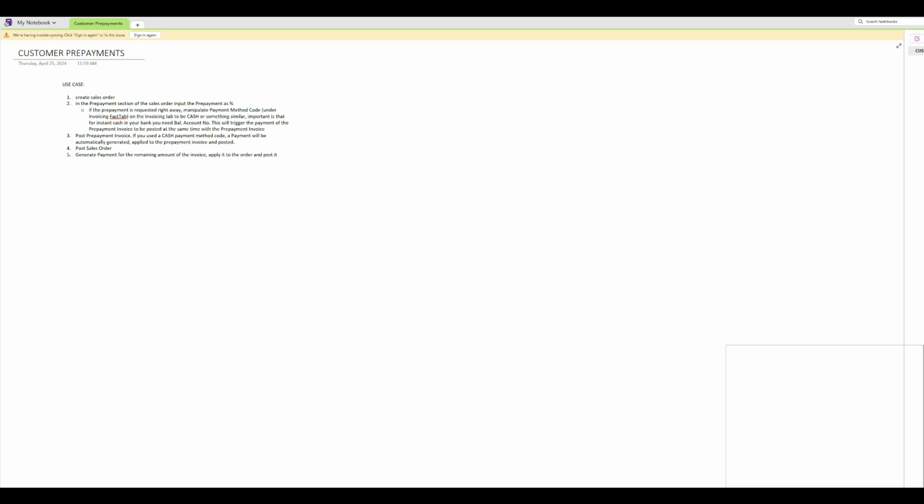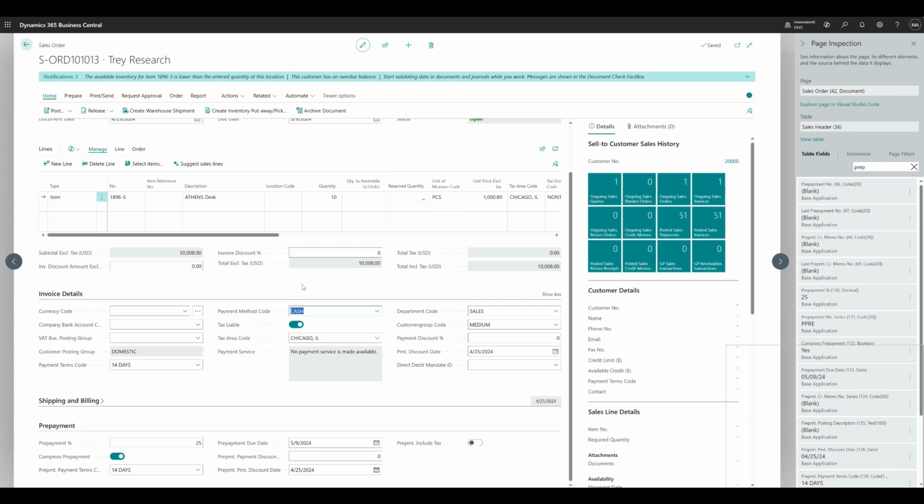Let's see how that looks. So we change the payment method code here. We still have the prepayment percentage 25. We haven't posted anything. Let's just simulate posting the invoice.